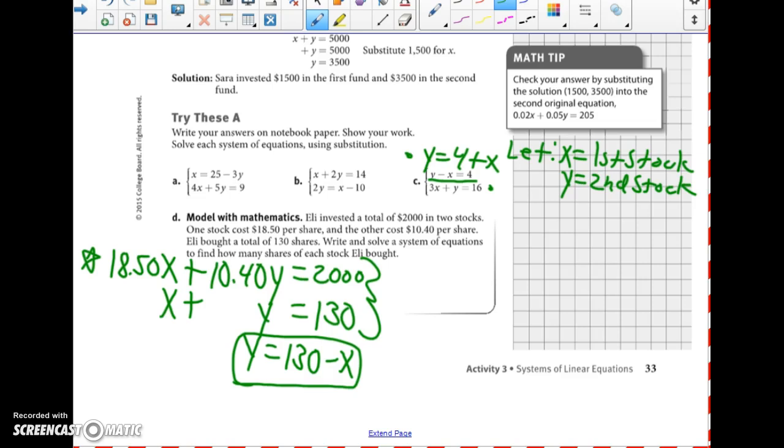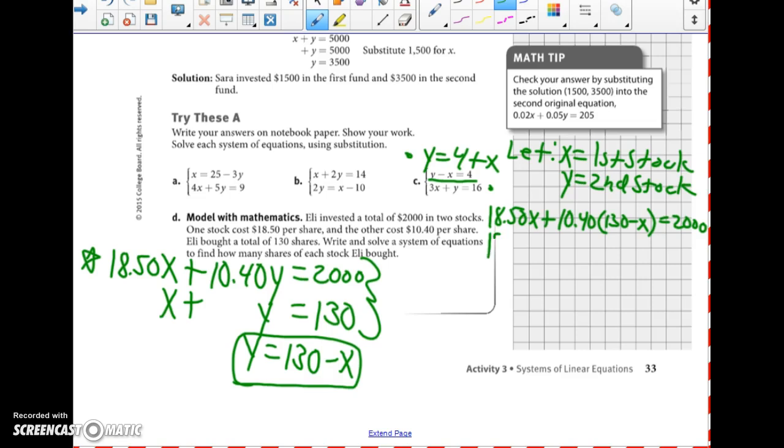Everybody good? Okay, so let's go do that. So here's 18.50X plus 10.40 times Y, and Y is 130 minus X. And that equals how much? 2,000. You got it. That equals 2,000. Okay, all right, now what's the next thing we're going to do? Distribute the 10.40, right?